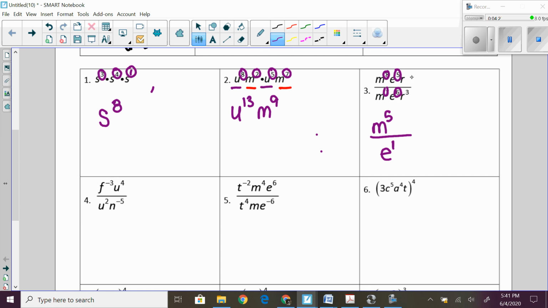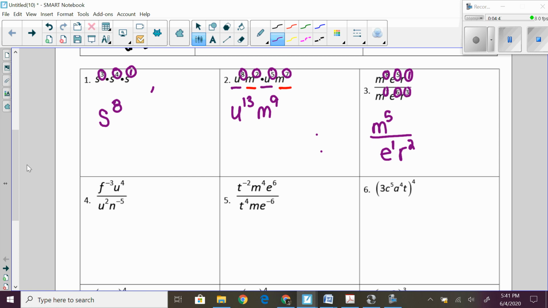And the same thing goes for r. The exponent in the denominator is larger, so I put the r down there, I put the base down there, and then 3 minus 1 is 2. That's our answer.